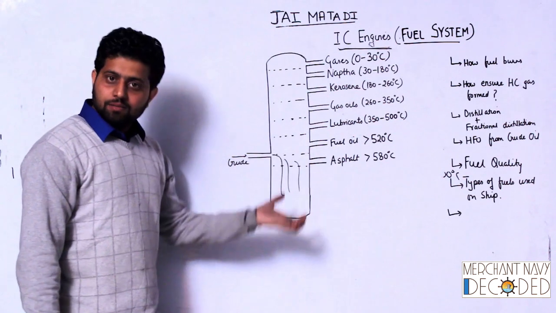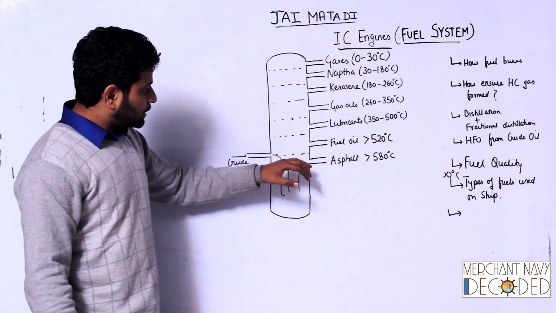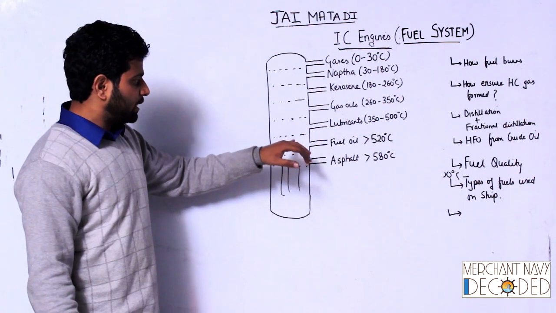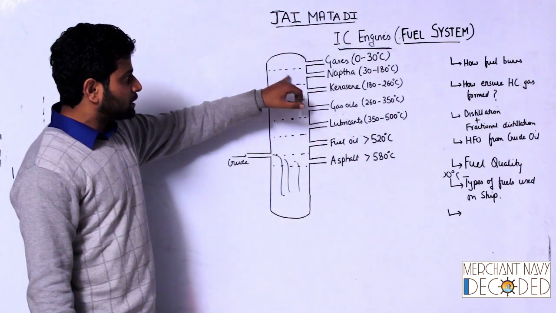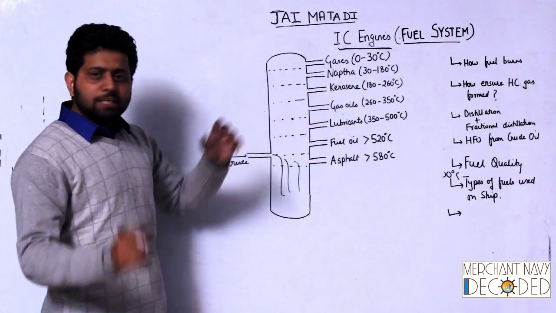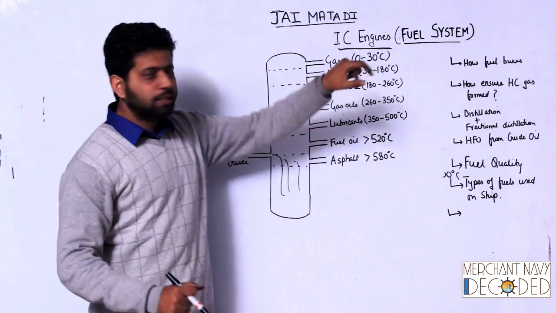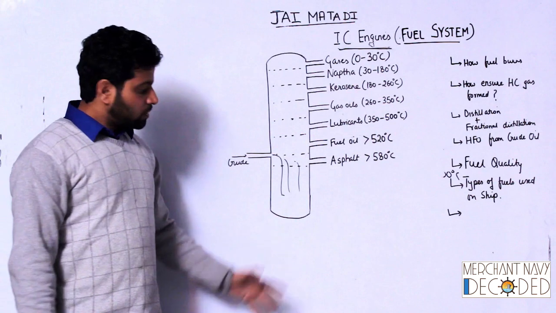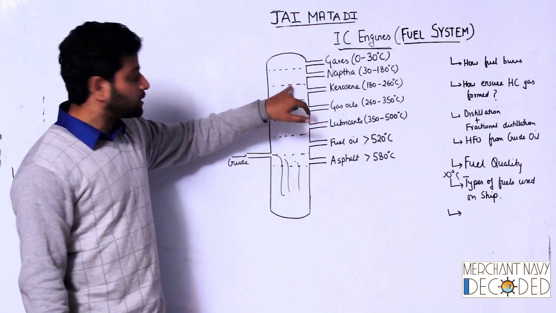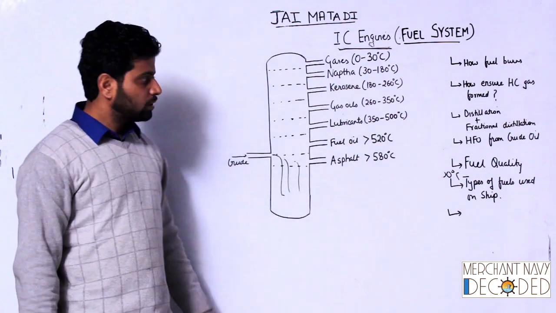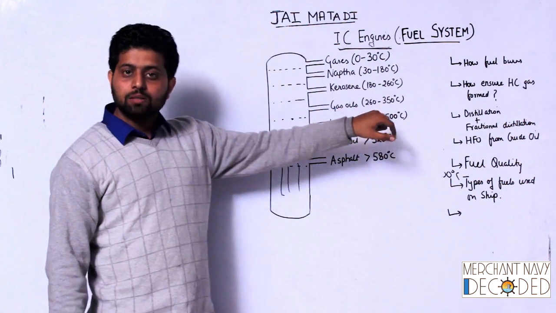Now the second layer comes. Gases are evaporating, but this gas will stay vapor over here, vapor over here, vapor over here. But as soon as it reaches this temperature, say at 50 degrees centigrade, it becomes liquid. That is naphtha, collected over here. When a vapor comes, it becomes liquid over here at 180 degrees centigrade. That is kerosene. When the next vapor comes, at 260 degrees centigrade, that is gas oil, used on ships.